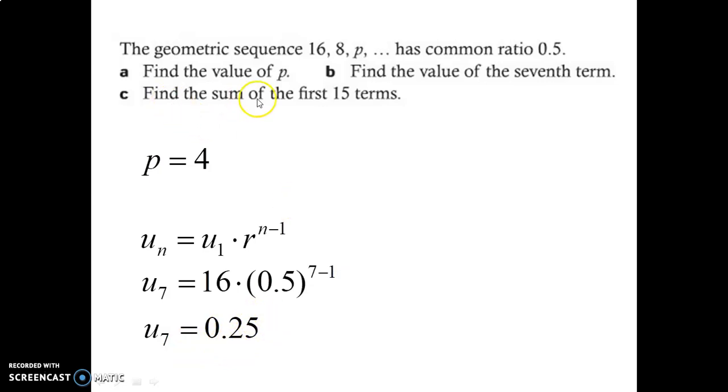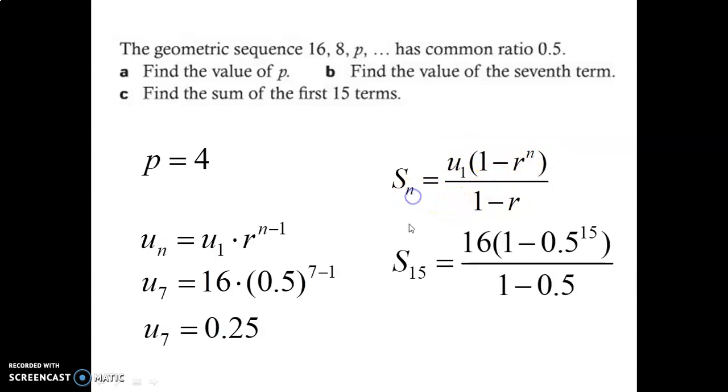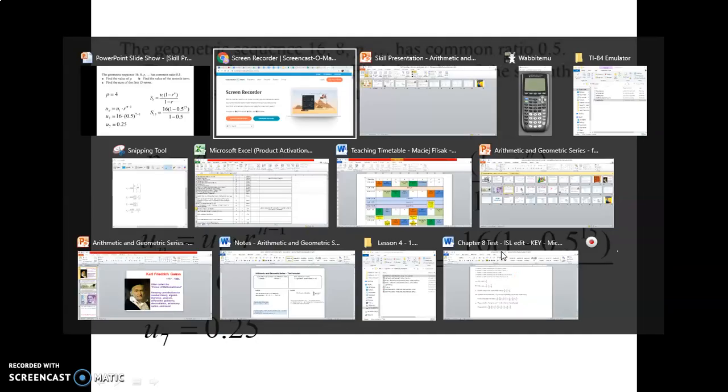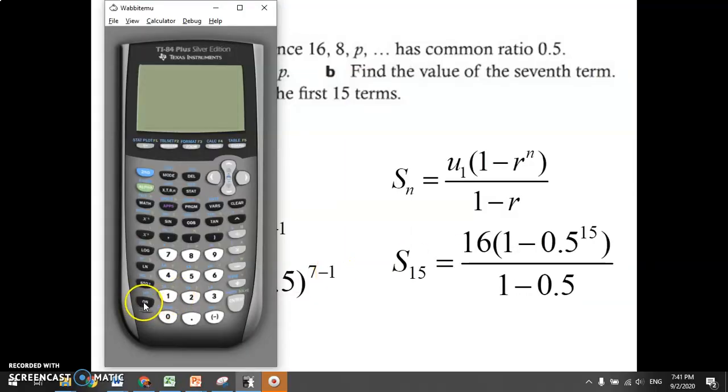Question C, find the sum of the first 15 terms. So now we're going to use the sum formula, right? We can use this one, and now we plug in 15 here. So sum of 15, we put U1 value here, 1 minus the ratio to the 15th power, and then 1 minus the ratio here. Again, on your calculator, let me show you one more time how to punch that in so we can be clear on that.